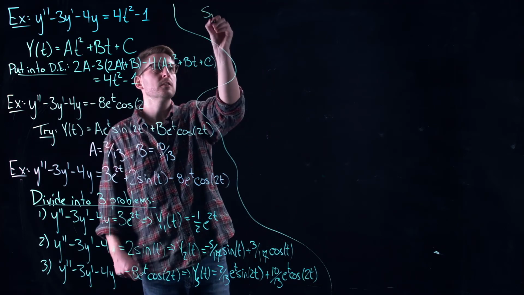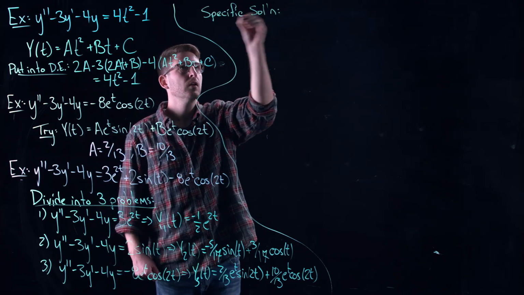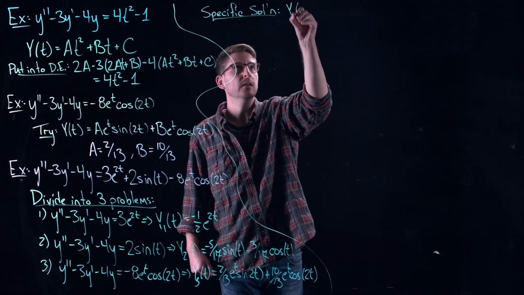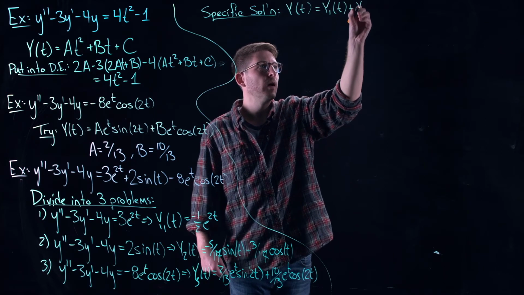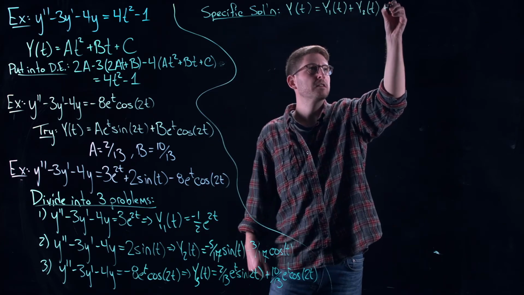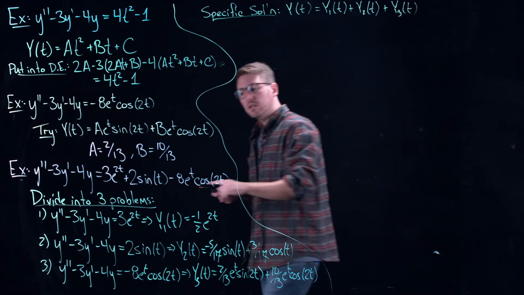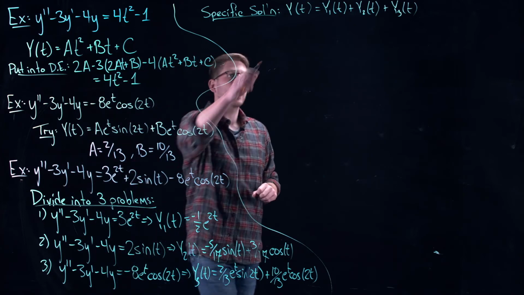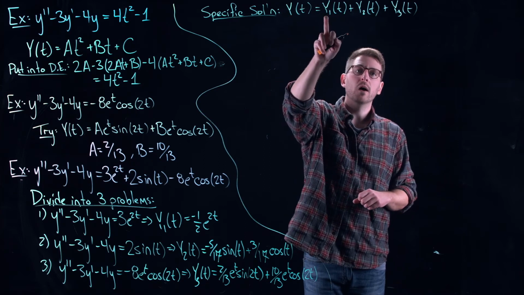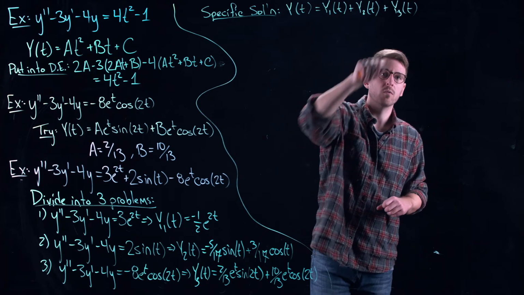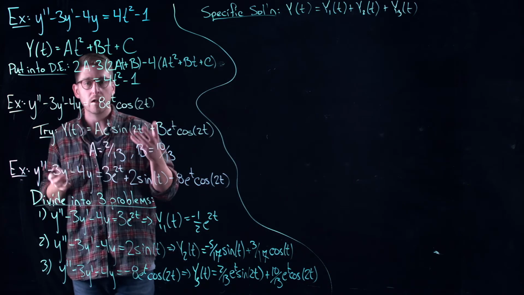And then you get a specific solution, which is y of t equal to y1 plus y2 plus y3. Now, why does that work? Again, it comes from the linearity of this differential equation. When I take, say, L of y here, then that's L of y1 plus L of y2 plus L of y3, right? I'm using that abstract notation for the left-hand side of the differential equation, L of y.